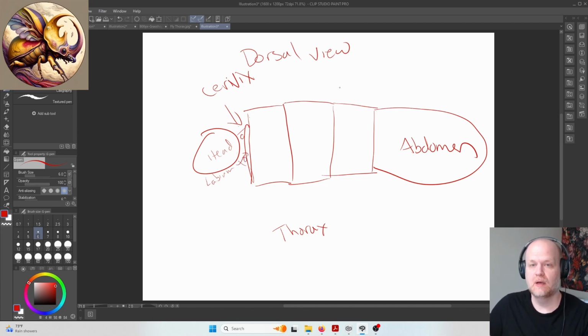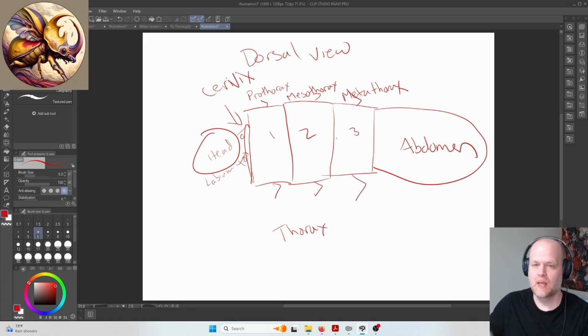Each section of the thorax is named. This is the prothorax, 1, 2, and 3. The second one is the mesothorax, and the third is the metathorax. And there's a leg that comes off of each one. So generally speaking, there's a leg associated with each thoracic segment.